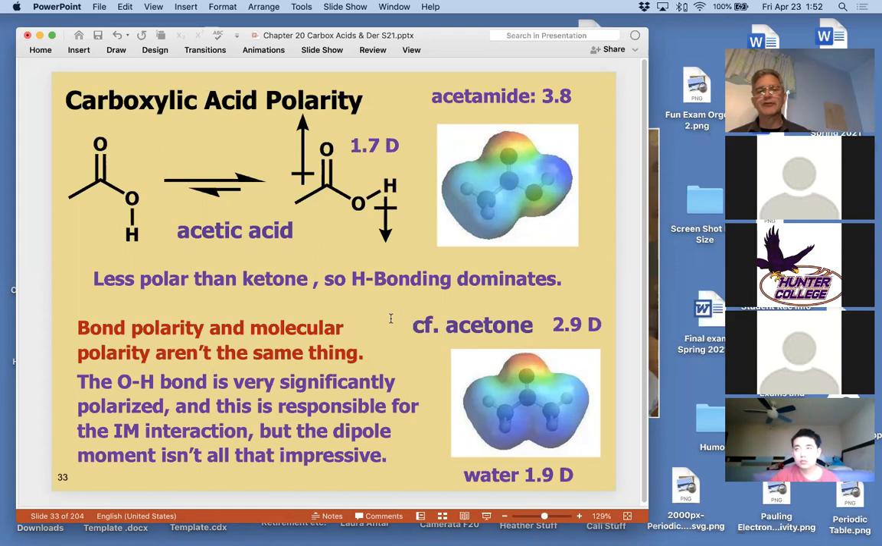Compare with acetone. Cf. is short for a Latin phrase I can never remember; it means compare with. Water and acetic acid have about the same molecular dipole. And just to look ahead a little bit, amides have huge dipoles. So esters and carboxylic acids have smaller dipoles than aldehydes and ketones, and we'll see that amides have much larger ones. Try to keep that straight if you can. You have to think of the properties that reflect the whole molecule and local properties that reflect specific interactions. They are not the same thing.